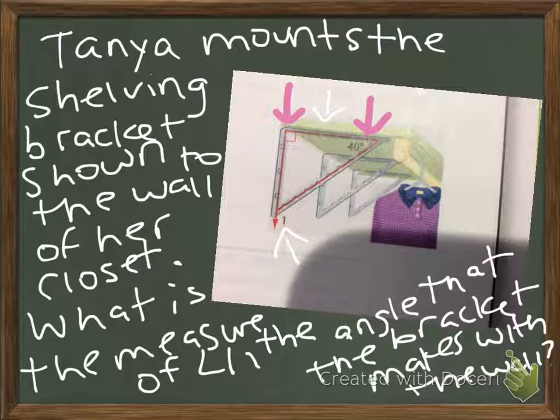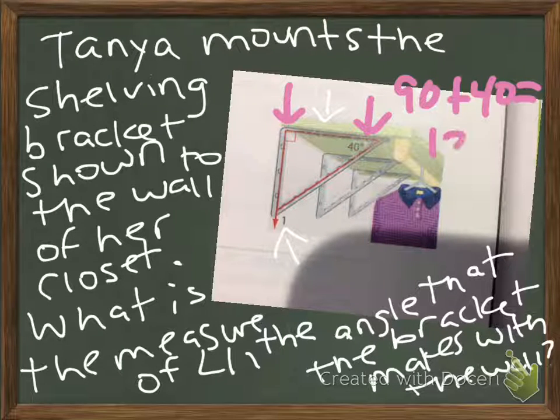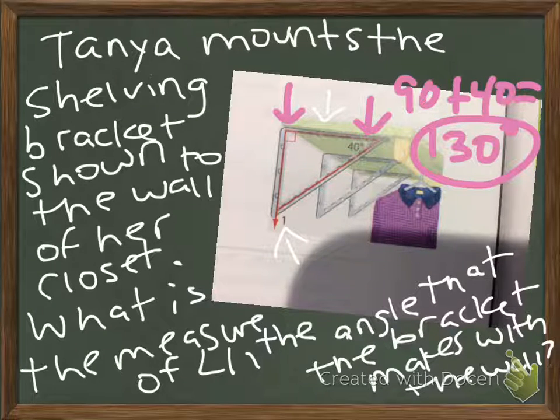And these are located across from angle 1, so they're called the remote angles. So if we use the exterior angle theorem, it says that the two remote angles add up to be the same as the exterior angle. So if we add 90 plus 40, that gives us 130, and that is actually going to be our exterior angle.